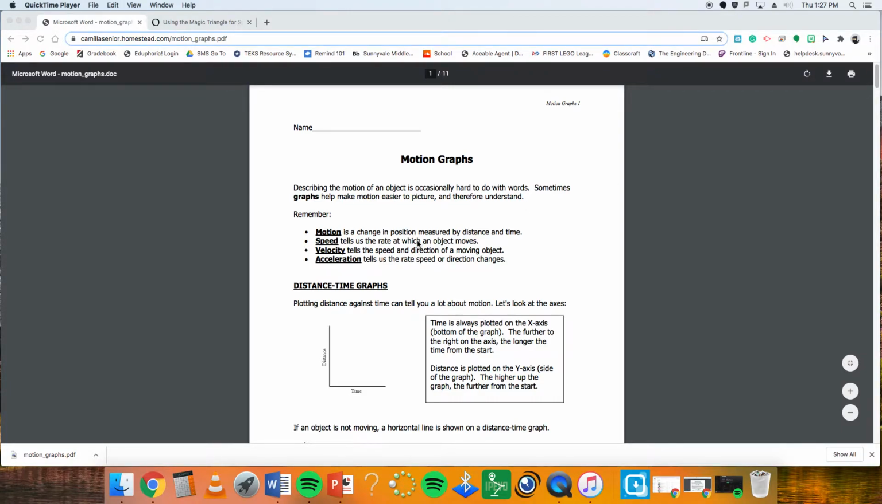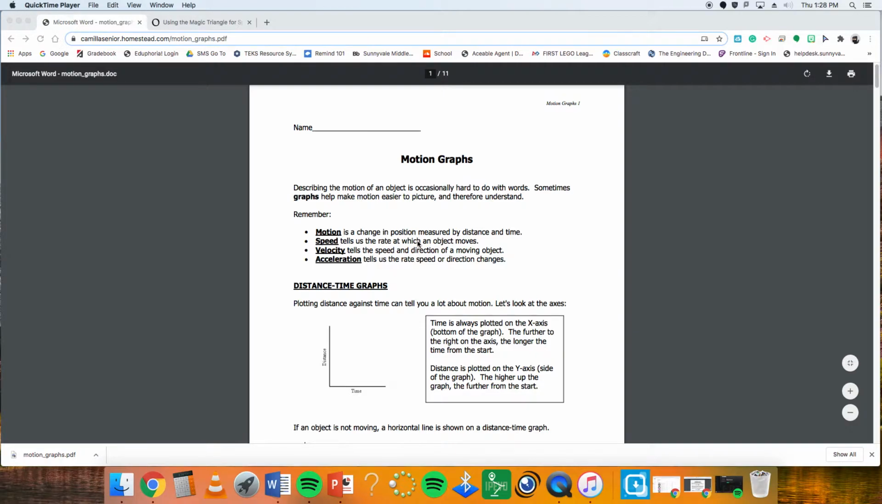So we'll go over a couple of vocabulary words. First of all, motion is a change in position. You see a skateboarder out your window, you look down, you turn around, and then they've moved. That's a great example of a change in position.